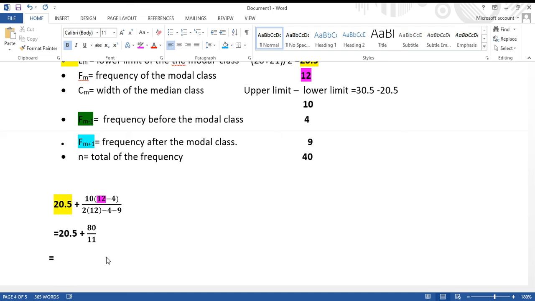That gives 7.2727, with the two sevens recurring. So we'll say 20.5 plus 7.3. That's going to give us 27.8. And that is our mode, 27.8.